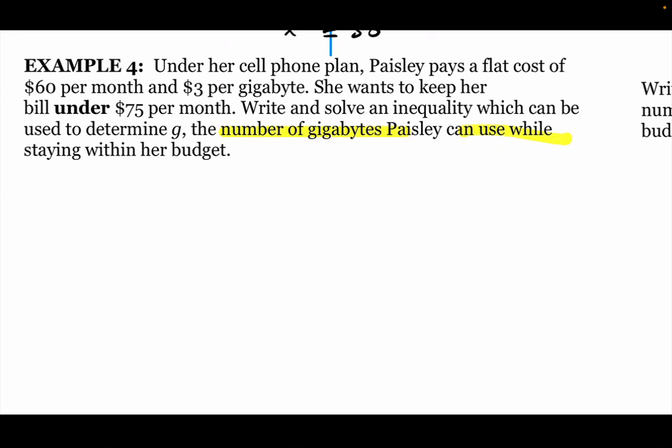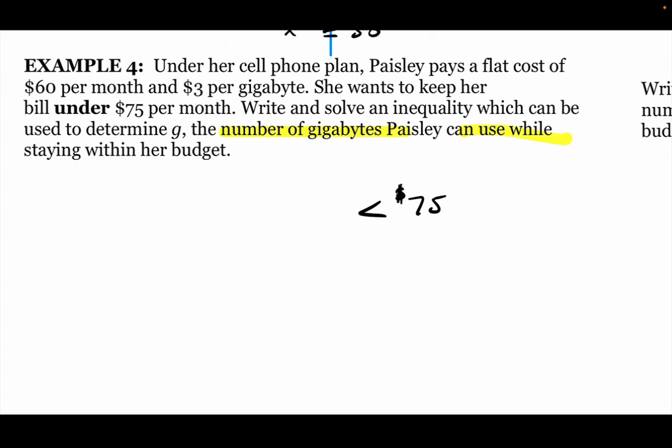What symbol are we going to use for this one? Less than. Under, right? Under means you have one option. It has to be lower. So this is when we use less than. And what does it have to be under? 75 is the total, right?